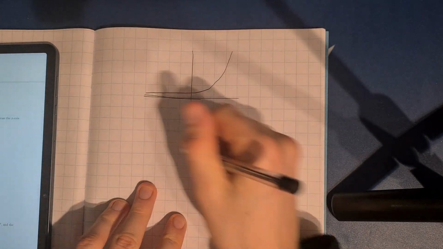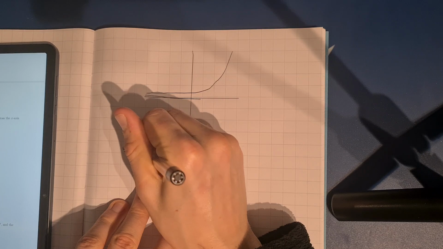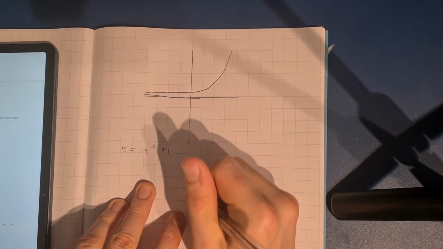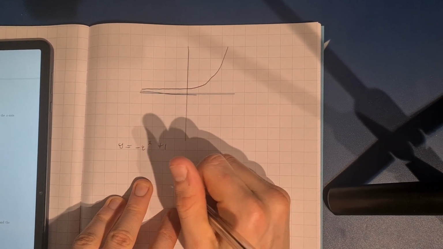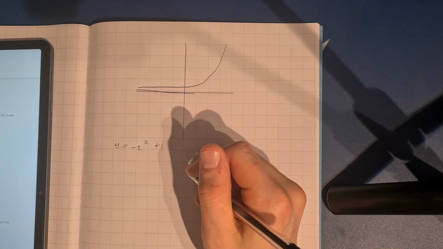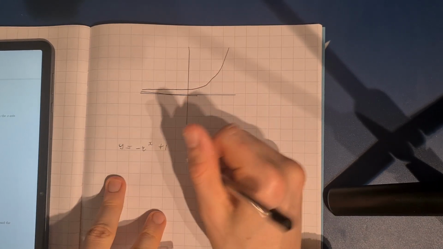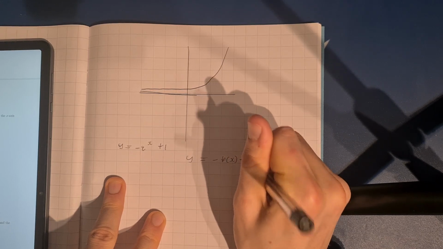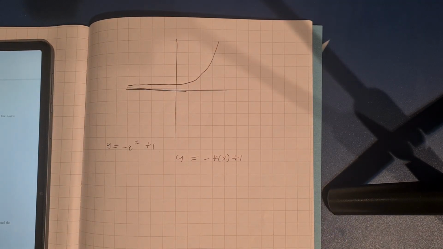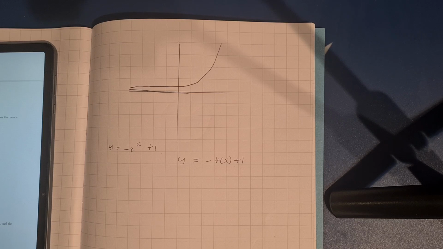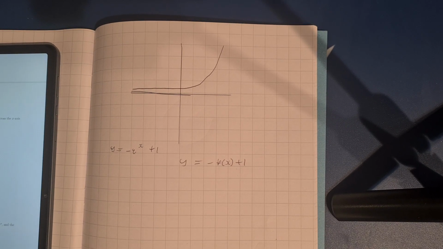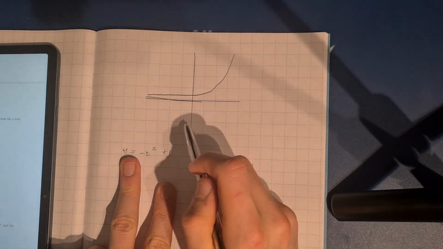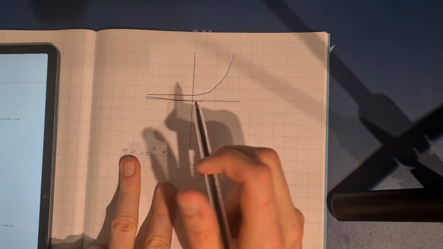And then y equals 1 minus e to the x, which is the same as y equals minus e to the x plus 1, which is like y equals minus f of x plus 1. So that's going to be a reflection in the x-axis, raised up 1. So we're going to reflect this in the x-axis and then go up 1.